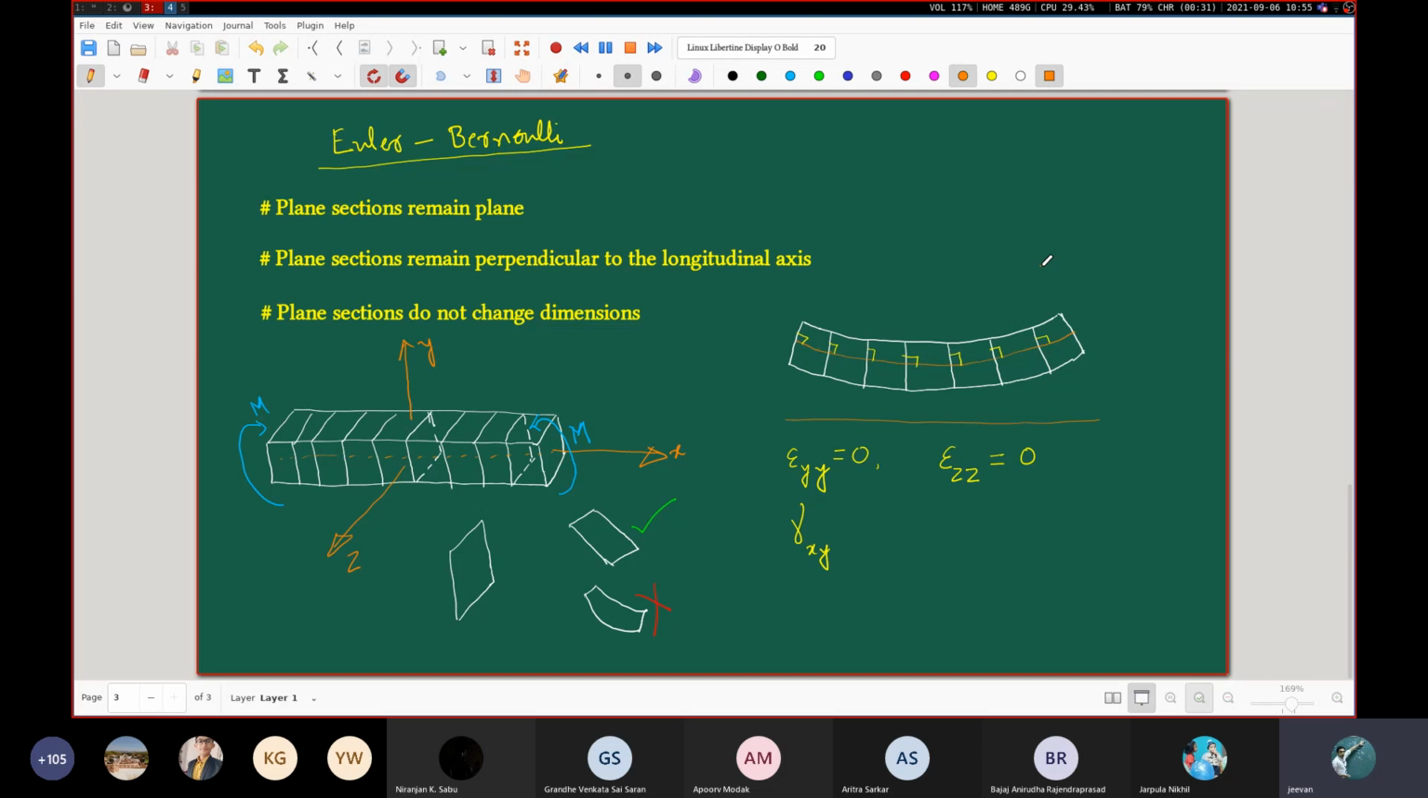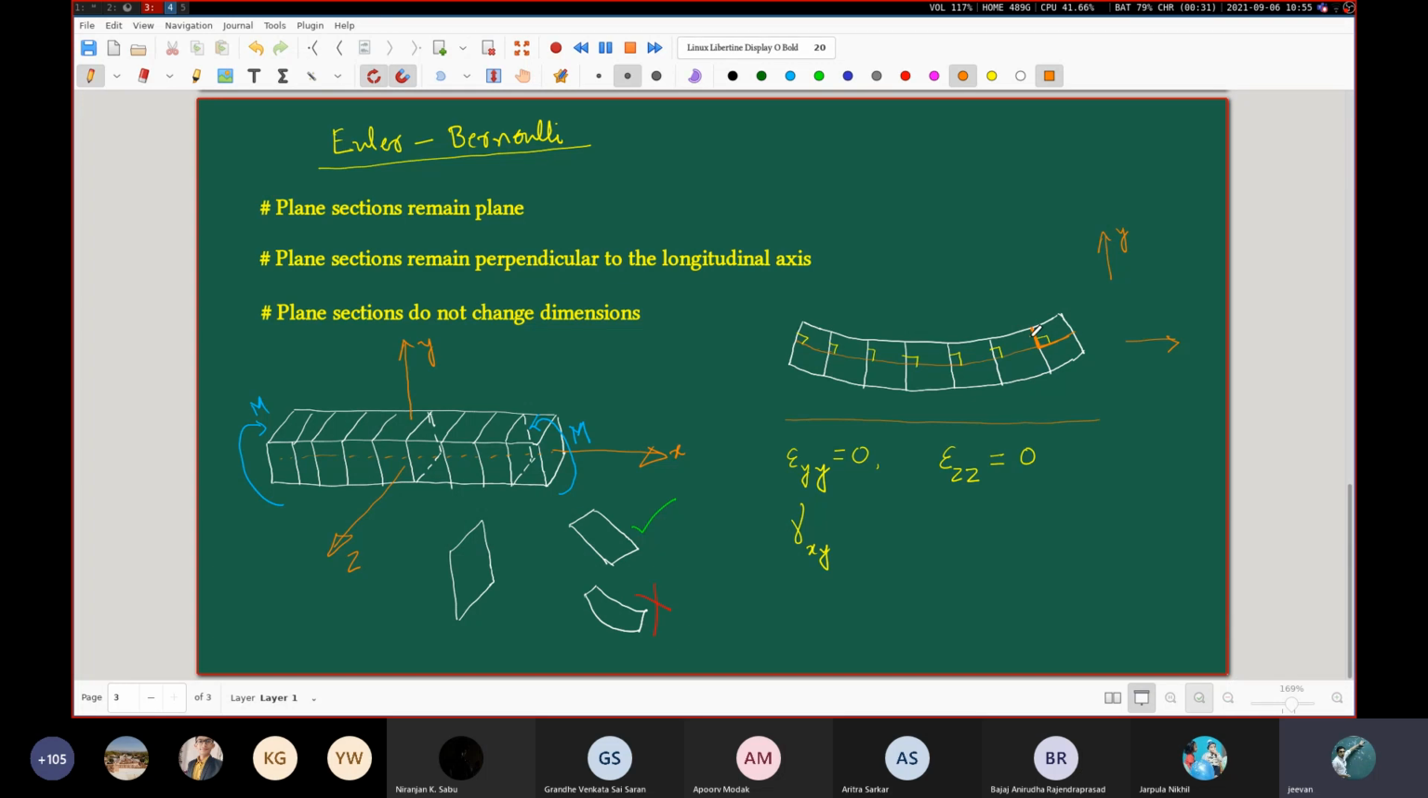So let me highlight it here. You see you have a line like this and you have a line like this. And please understand that you have the x-axis in this direction, you have the y-axis in this direction. The z is coming out of the plane. Okay, so when we are talking about gamma xy, we are talking about two line segments which are initially parallel to the x and the y axis.